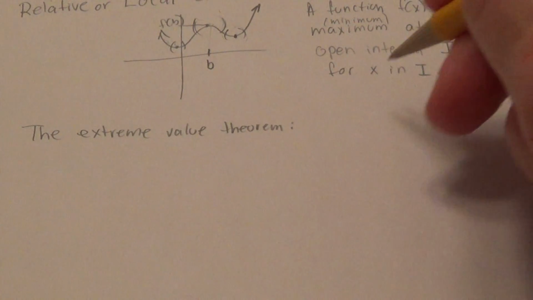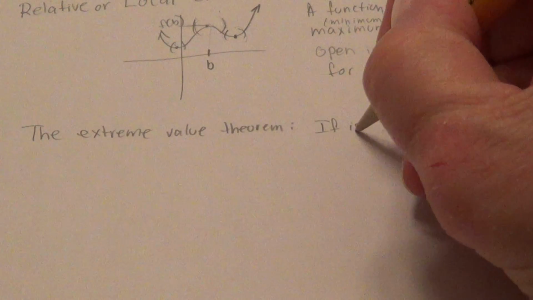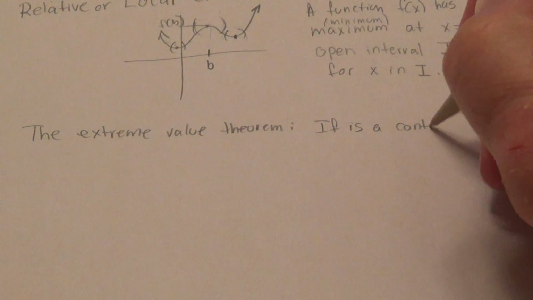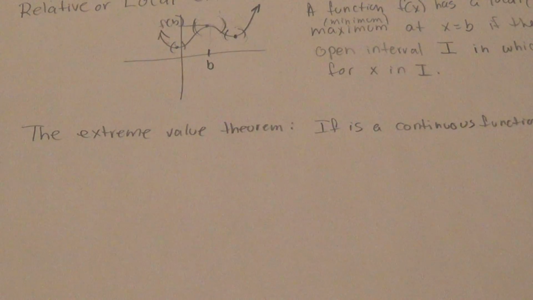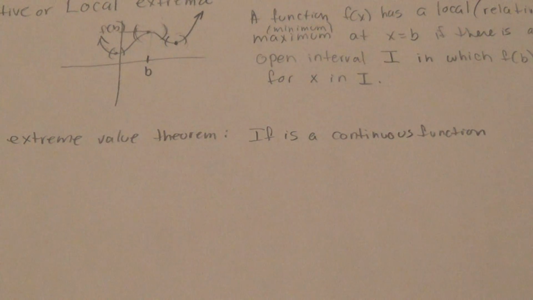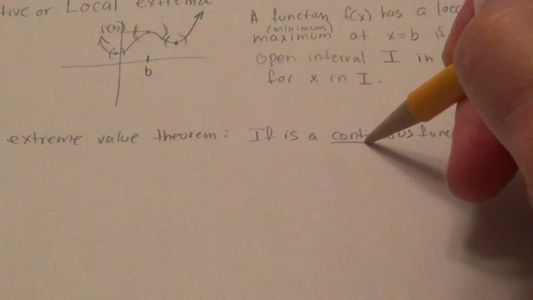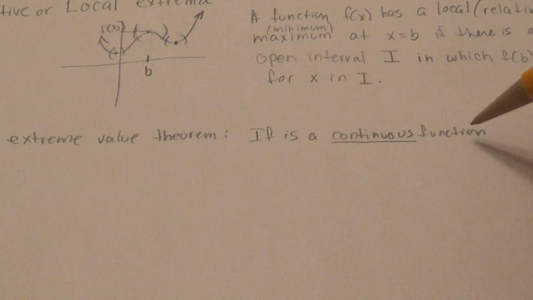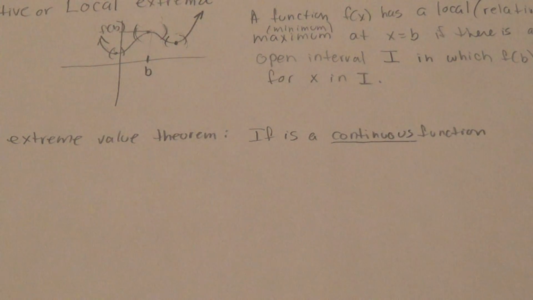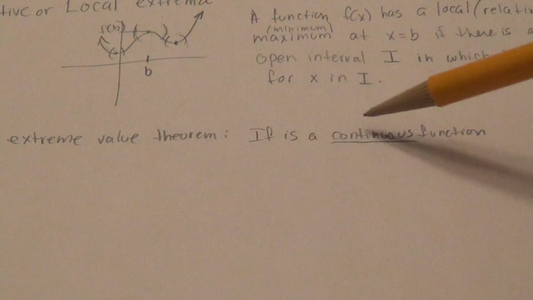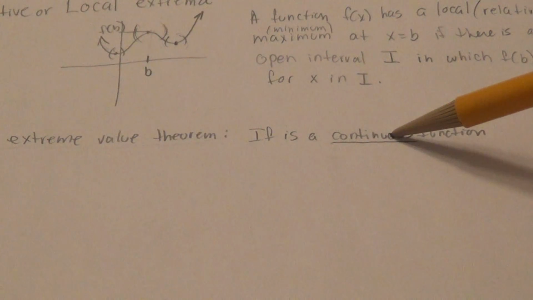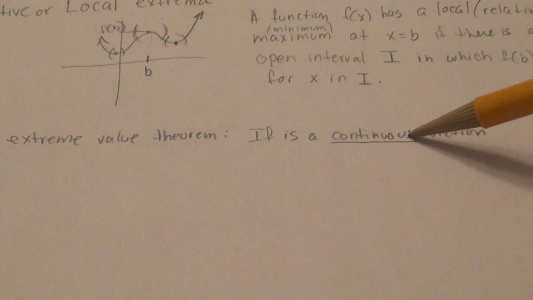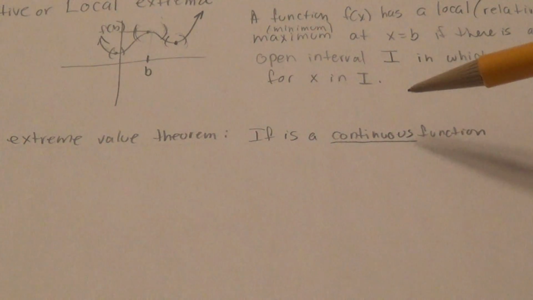All right, if f is a continuous function, I'm going to continue to say it until it sticks in your mind that when we're looking at this extreme value theorem, it only applies to continuous functions. So no functions with holes, skips, or asymptotes.